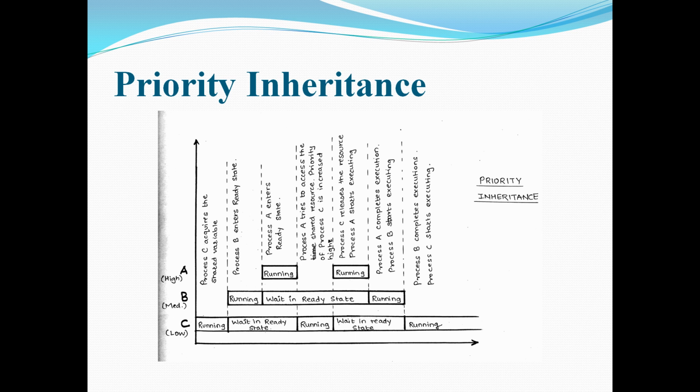So here process C is in the running state. Process C acquired the shared variable. But process C has a low priority. Now process B enters in ready state like the previous scenario, and process A enters in the ready state. Now process A tries to access the shared resource, and process C's priority is increased. Now process C releases the resource and process A starts executing, and after that process A completes execution.